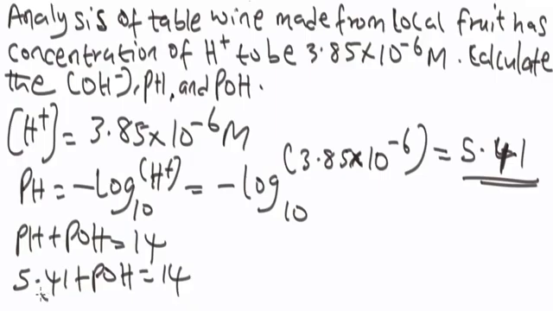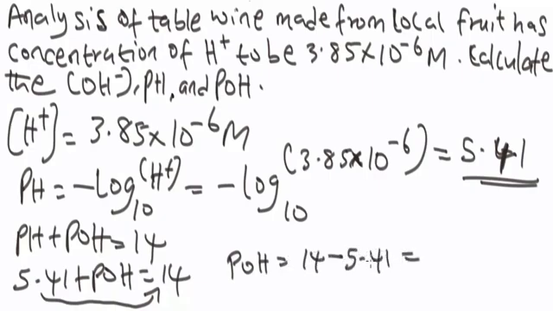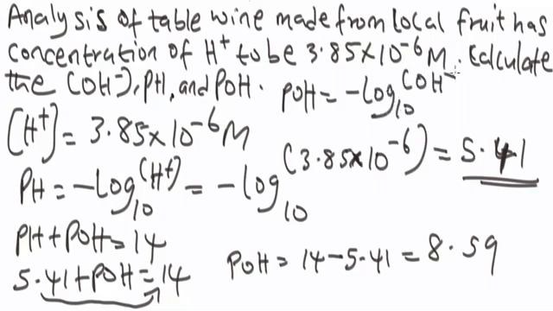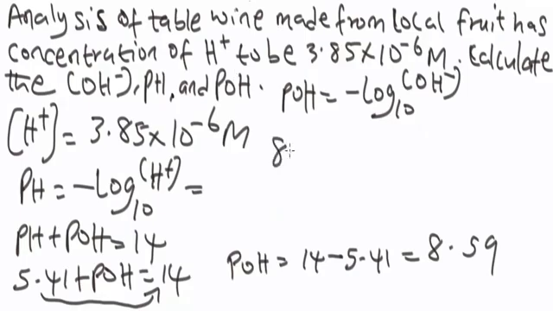You make pOH the subject of the formula, crossing over the equality sign. We're going to have pOH equals 14 minus 5.41. Let me punch it in my calculator. It's going to give 8.59. Now that we have the pOH, to calculate the OH ion concentration, we're going to make use of pOH equals negative log to the base 10 of hydroxyl ion concentration. So let me write below and solve it. The pOH is 8.59 equals negative log to the base 10 of hydroxyl ion concentration.